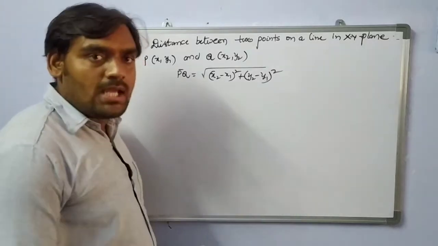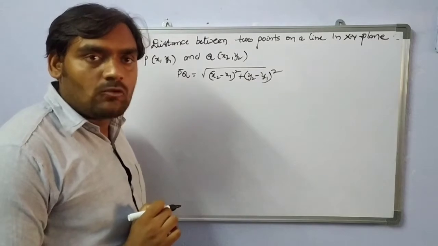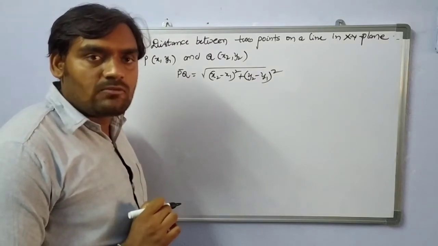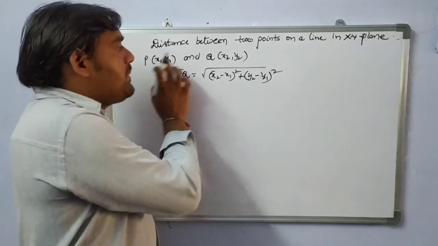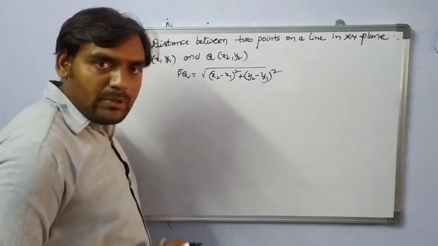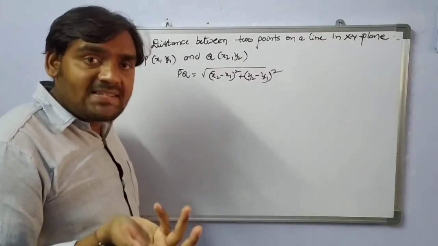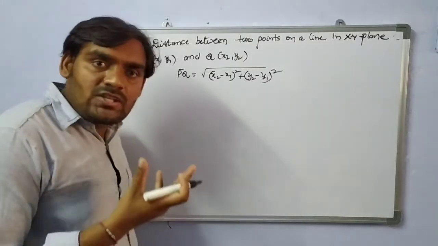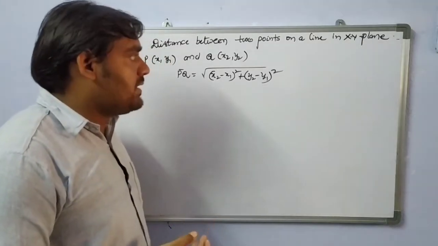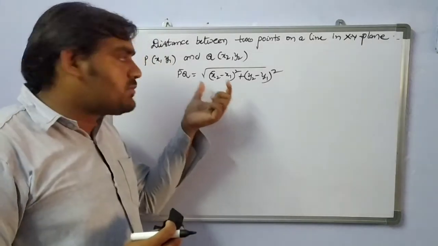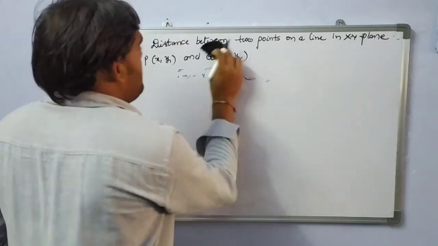Now I am going to tell you how we can get this formula. PQ bar is equal to square root of (x2 minus x1) whole square plus (y2 minus y1) whole square. Here points are P and Q, so that only here we have considered PQ bar. Suppose if you consider points A and B, AB bar is equal to square root of (x2 minus x1) whole square plus (y2 minus y1) whole square. Like that we will get. Now I am going to derive the formula for distance between 2 points.